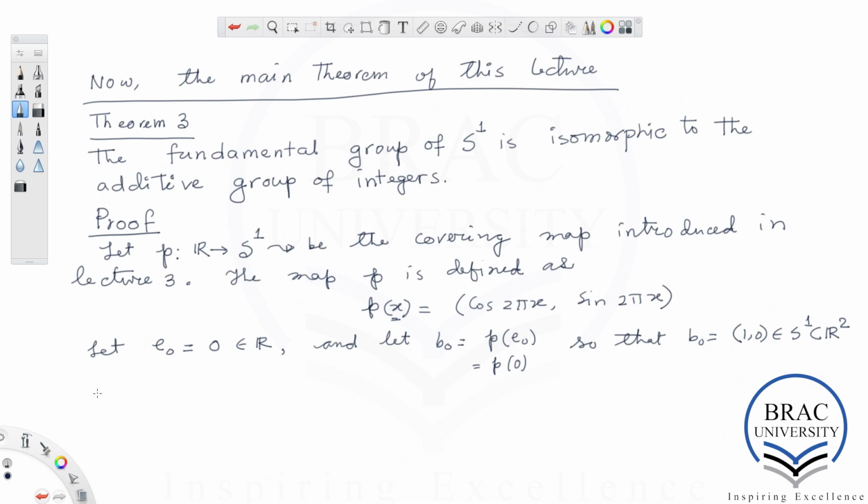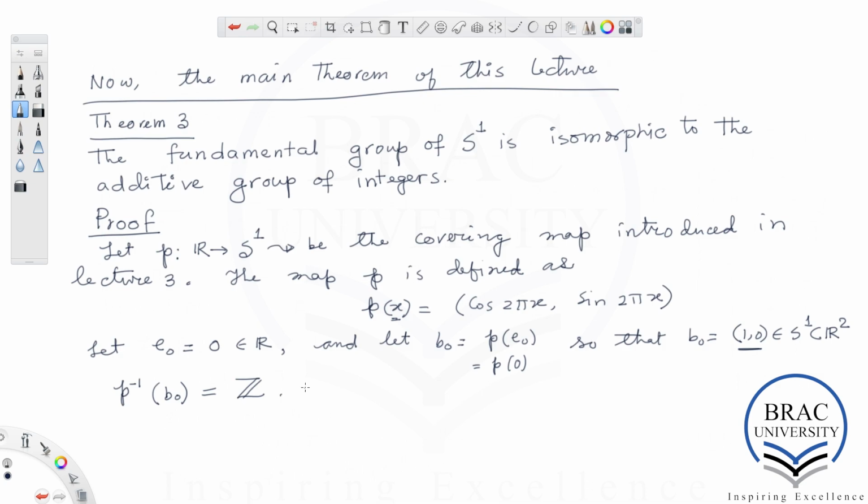We have seen earlier in lecture 3 that the inverse image of this point (1, 0), which we have denoted by B0, is the set of integers. It's evident from here. Now you choose x to be an integer and you will always get (1, 0). Okay, good.